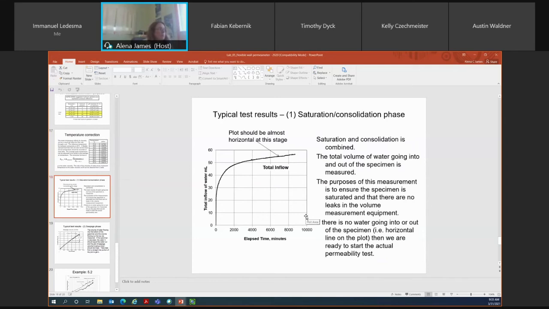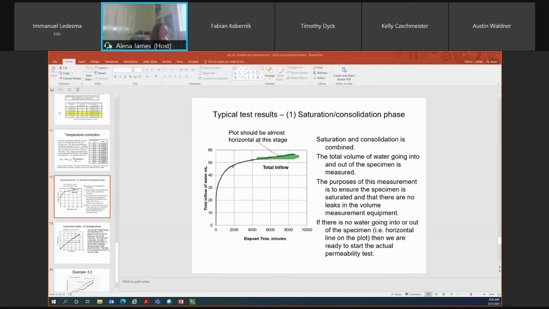Okay, typical test results. So this is the saturation and consolidation phase. So saturation and consolidation occurs simultaneously. We just don't have time to have it occur 1 week for saturation, another week for consolidation. The total volume of water going into and out of the specimen is measured. So the purpose of this measurement is to ensure the specimen is saturated and there's no leaks in the volume measurement equipment. So if there's no water going into or out of the specimen, so what we mean by that is this plot of this line here is relatively horizontal, then we're ready to start the actual permeability test.